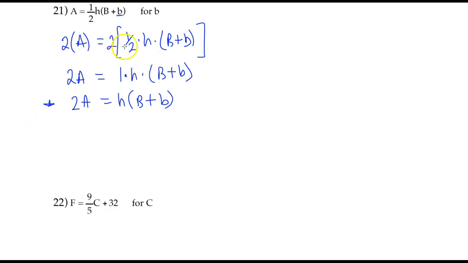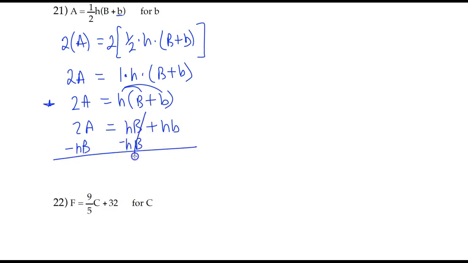Now that we got rid of the fraction, we can take our h and distribute it across here because it's easier for us to do. So this will be h times big B plus h times little b equals 2a. And then we just need to solve to get this particular term by itself. So to do that, hb has to be subtracted from both sides.